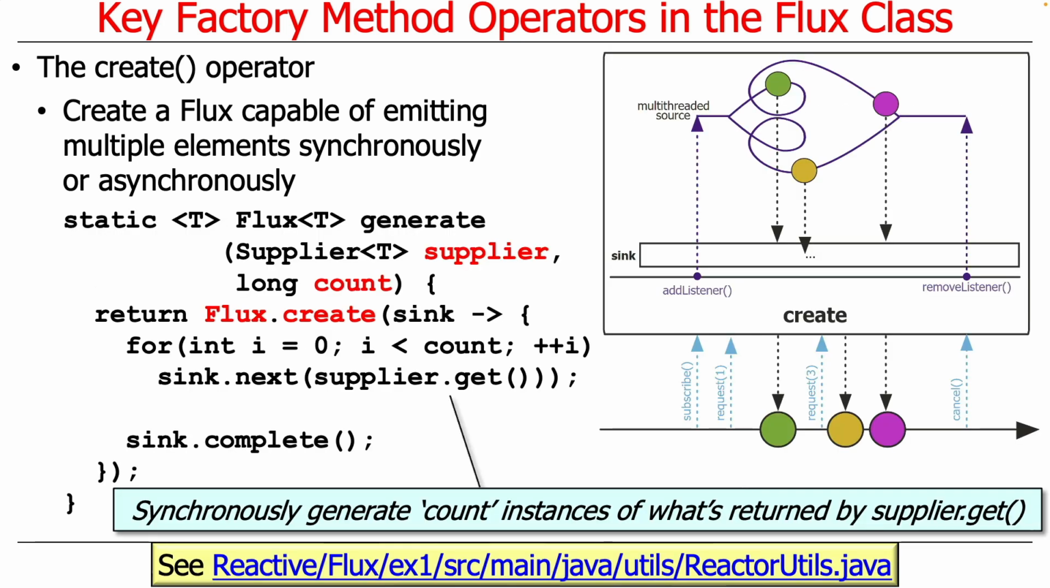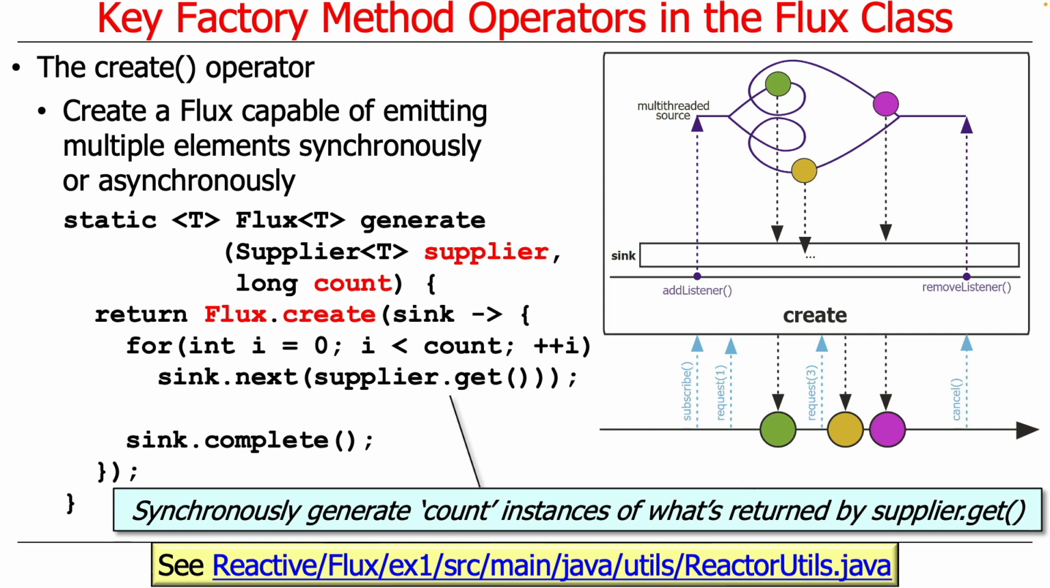So here's a very simple example that shows how this works. This is illustrating something that will work synchronously. We have a little helper method that I put into my Reactor Utils class. It takes in a supplier and a count, and it's called generate, and it returns a flux. And what it does is it uses flux create, and synchronously it creates a little lambda expression, which is the flux sink thing, and it's wrapped up in a consumer.